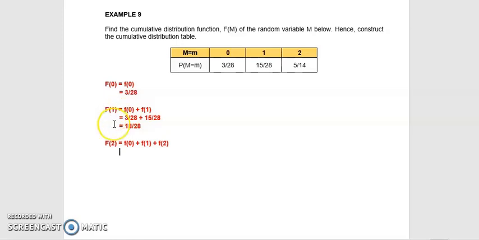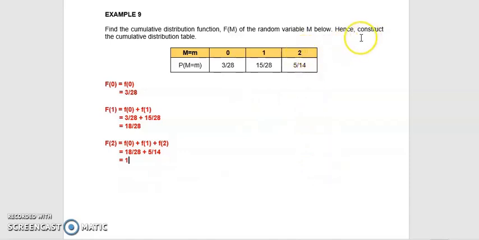So we know that up to F1, F0 plus F1 is 18 over 28, right? So you just use from F1 to save time, plus F2. F2 is 5 over 15. Okay. So again, this one is from F1. To save time, no need to write again 3 over 28 plus 15 over 28. You just use this value. So the answer here will be equal to 1, because total probability must be equal to 1.